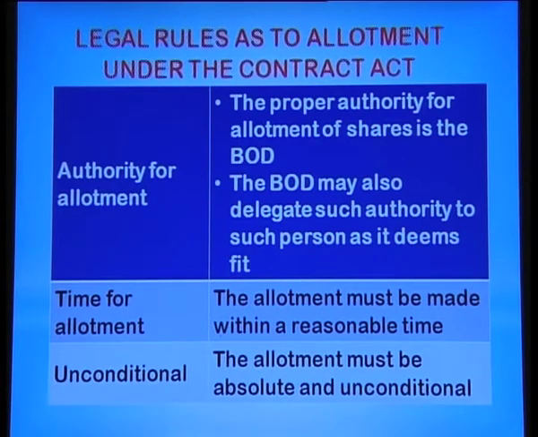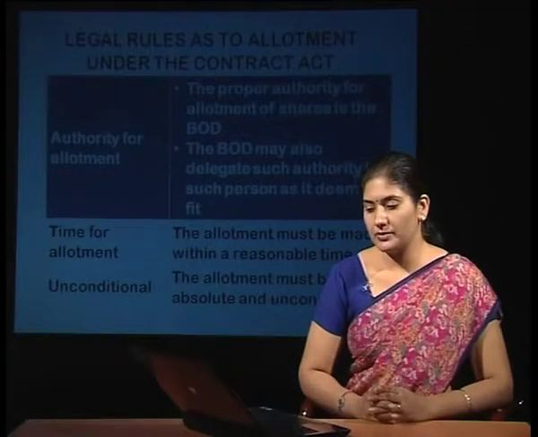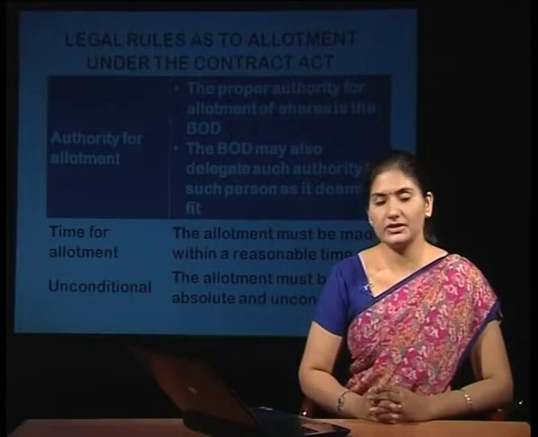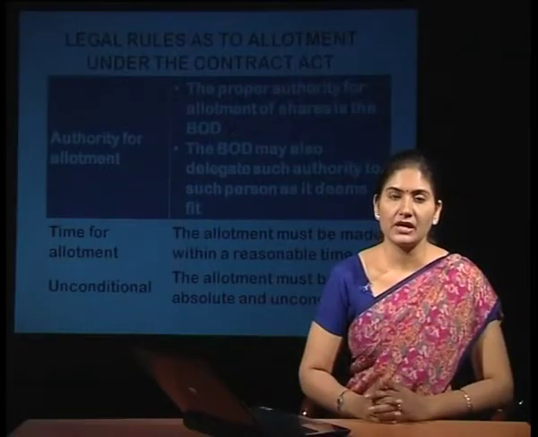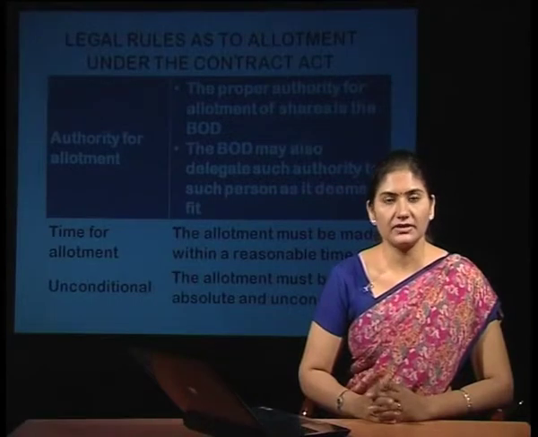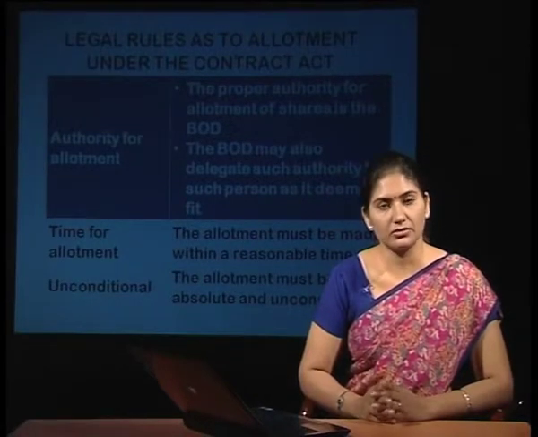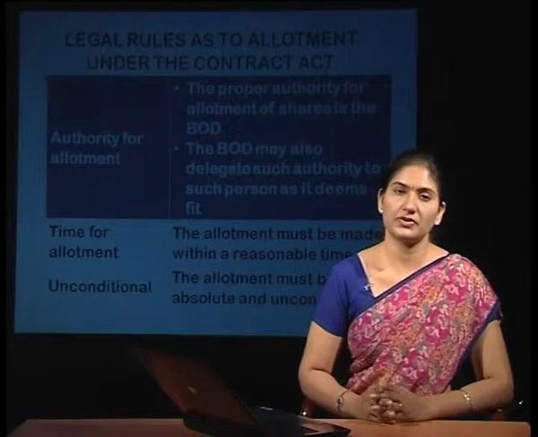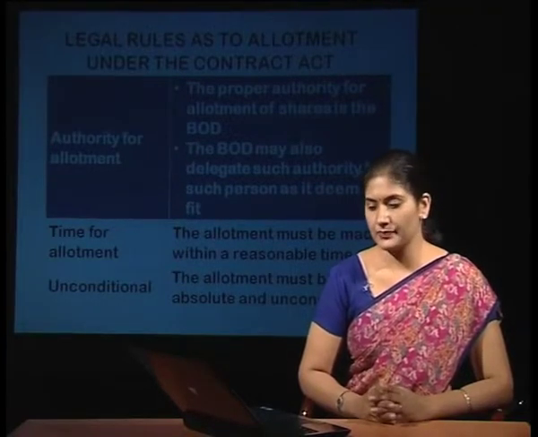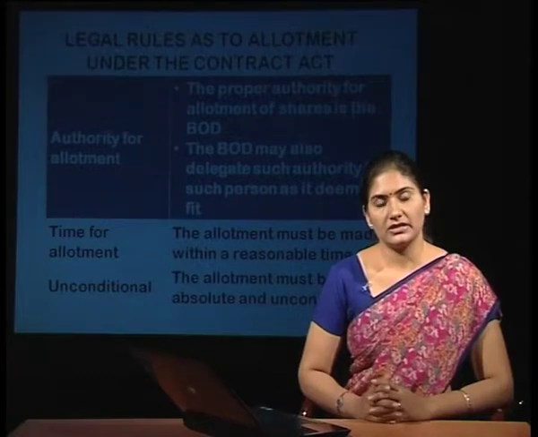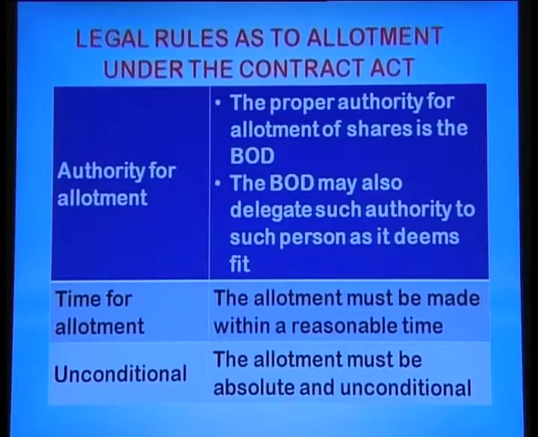The time for the allotment must be made within a reasonable time. Now, this reasonable time is actually 30 days of the closure of the subscription list. After the subscription list is closed, then a 30 days period is provided within which the allotment has to be finalized. The allotment is unconditional. The allotment must be absolute and unconditional.